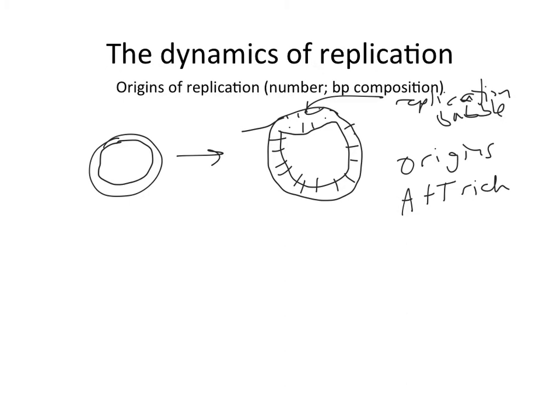So that gets at that second point, origins of replication, number and base pair composition. Just talk about base pair composition. What about number of origins? Bacteria have one. How many do we have on our chromosomes? One? Do we have more than two? Three? It would be multiple, depending on which gene you wanted to.